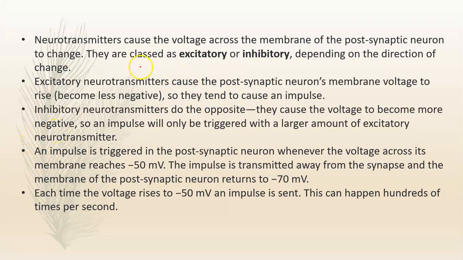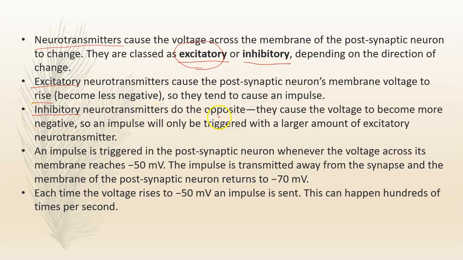But here we are focusing on another definition, which is excitatory and inhibitory. We classify neurotransmitters into two types, depending on the direction of the change. What is excitatory? Excitatory neurotransmitters cause the postsynaptic neuron's membrane voltage to rise. From the name you can understand, they excite, they are rising, and they are causing the impulses to pass. So they tend to cause an impulse.